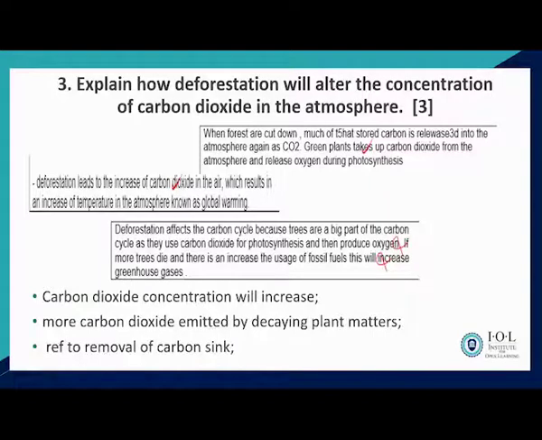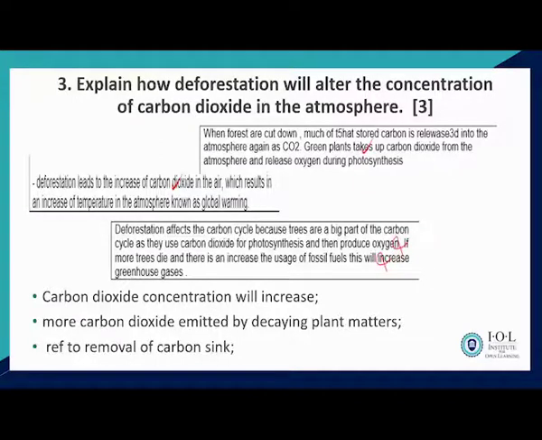Past students provided a range of interesting responses. I picked 3 examples. Example number 1, when forests are cut down, look at the word that. It was a copied answer from internet. Stored carbon is released, not carbon. We are referring to carbon dioxide concentration. The student is talking about carbon released into the atmosphere.